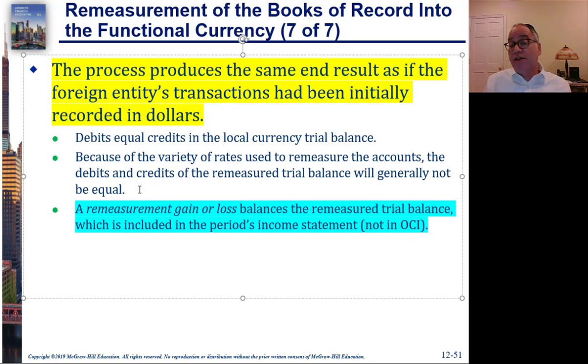The reason why is because the company's been using the local currency all this time and not recording gains or losses on foreign exchange transactions. And when they remeasure, all those foreign exchange gains or losses pop right out, and they have to go to income, just like any other gains or losses on foreign exchange transactions.